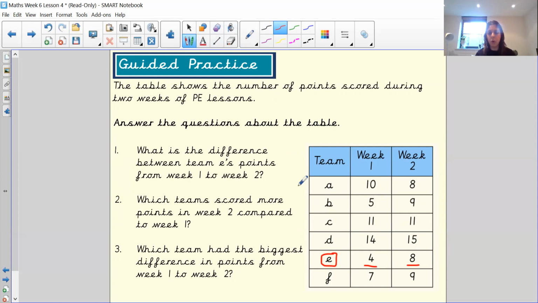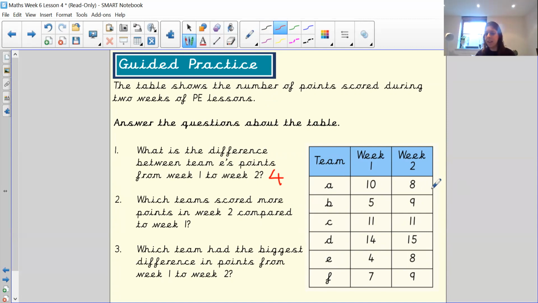Okay, if you've got 4, well done, that's fantastic. The difference between week 1 and week 2 is 4. Which teams scored more points in week 2 compared to week 1? So now we're not focusing on team E anymore, looking at all of them. And we're looking at which one scored more in week 2 after some practice than week 1.